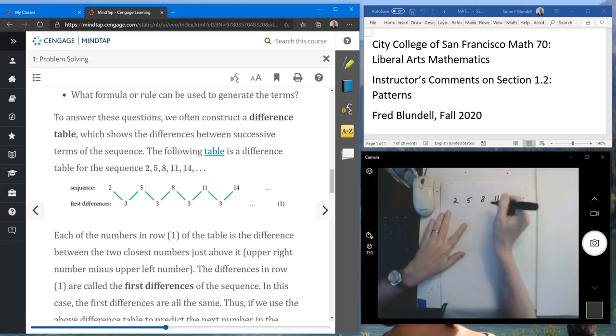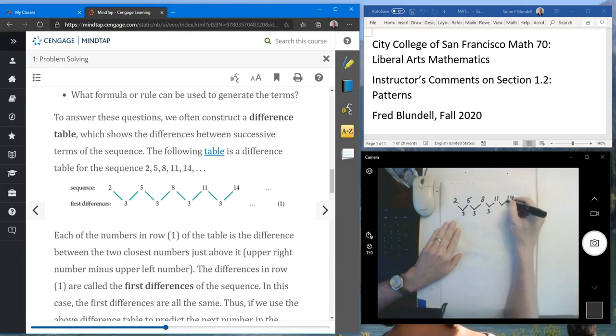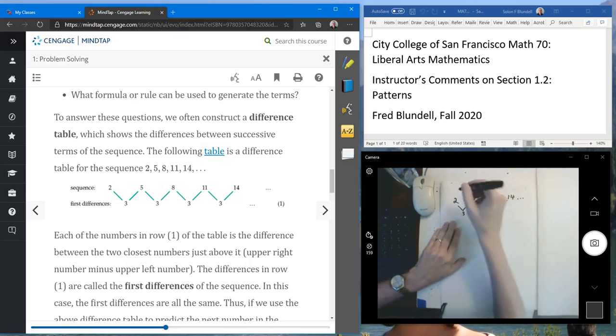So we're going to make what's called a difference table for the sequence. We subtract. 5 minus 2 is 3. And we see that the differences are just 3 every time. So we predict the next number is going to be 17. And that much is super easy.